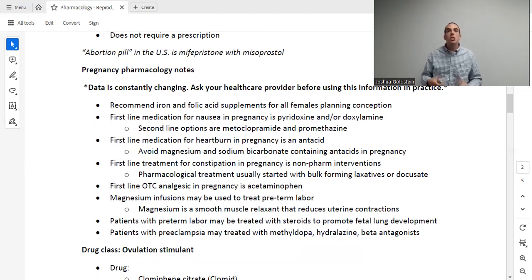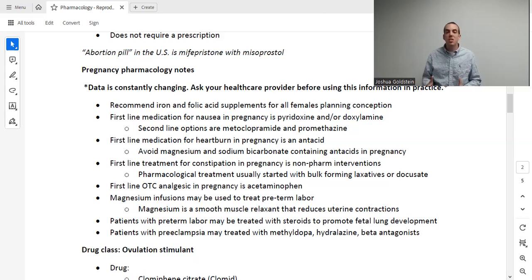So moving on from preventing pregnancy to trying to become pregnant. First of all, let's talk about a few different notes related to becoming pregnant in terms of pharmacology. I want to preface all this by saying that this data changes day by day, and you should not take anything that's here and go ahead and act on it. Always talk to your OBGYN.